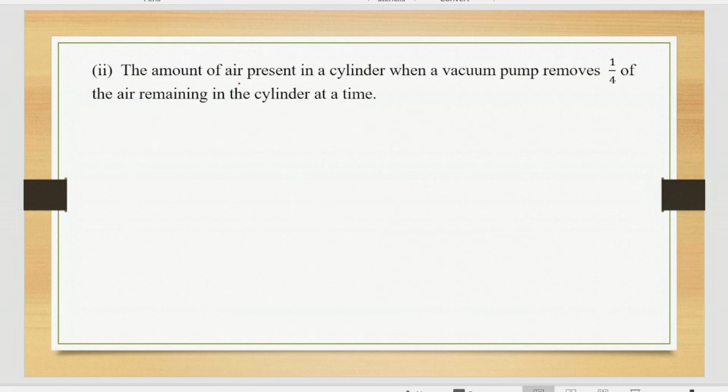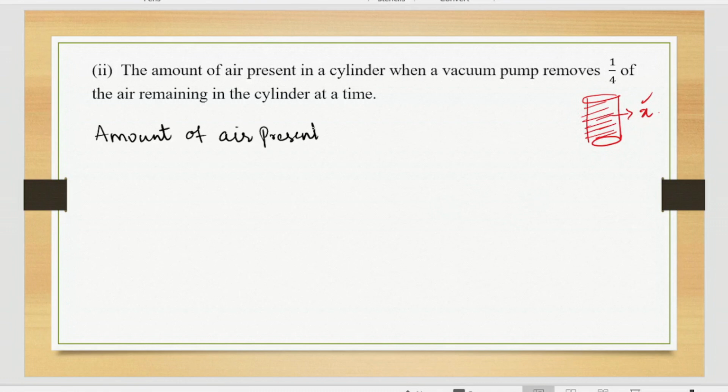The amount of air present in a cylinder when a vacuum pump removes 1/4 of the air remaining in the cylinder at a time. So see here, if we have a cylinder, do we know the amount of air which is present in the cylinder? No, we do not know it, right? So let us take the amount of air present in the cylinder as x.